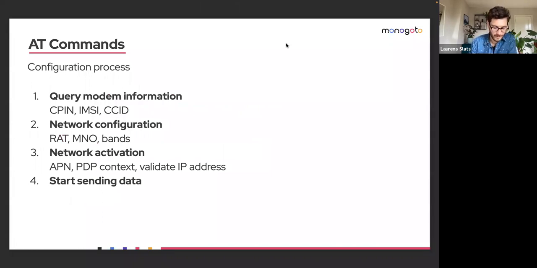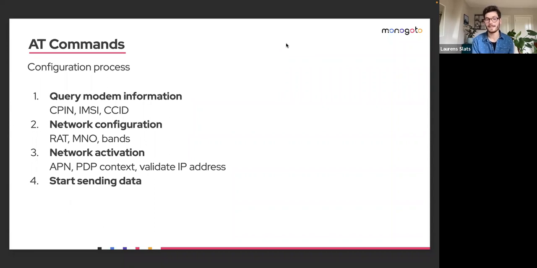When I'm configuring a cellular device, I'm always going through those 4 different steps. So it's important that you keep that in mind. I start with querying modem information. So, okay, what is the firmware that the modem uses? Does it use the latest version, or is there a new version available already? Do I need to update the firmware? You can also query if the modem recognizes the SIM, if the SIM is not locked, for example. You can also query the IMSI, CCID, etc.